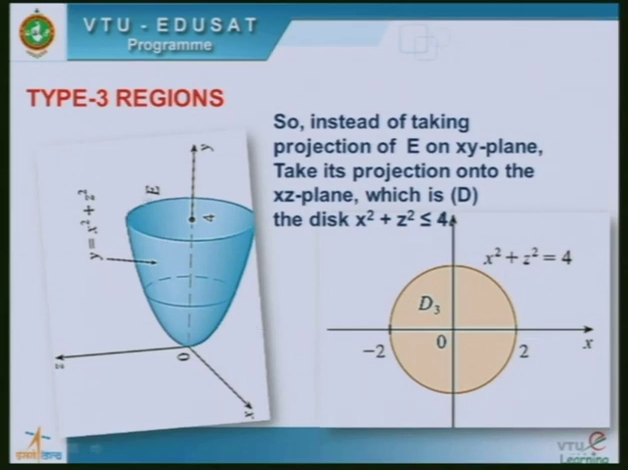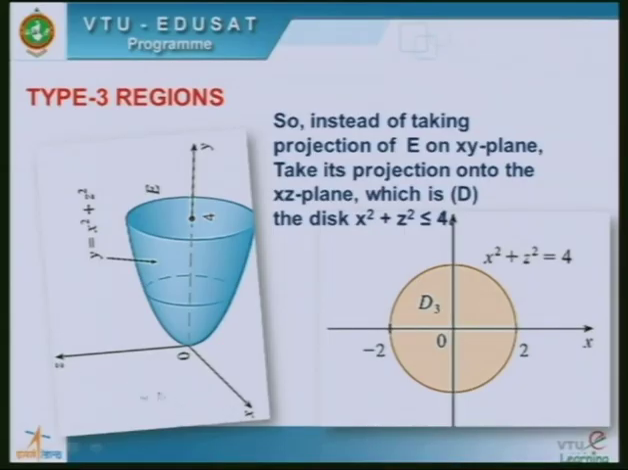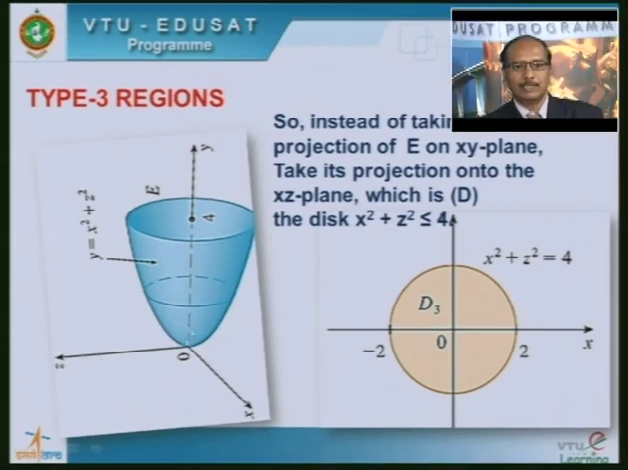Here I rotated the diagram. It is the same paraboloid y equals x square plus z square. I simply rotated the axes: this is the y axis, x is there, z is there. So instead of taking the projection on the xy plane, I take the projection of this figure on the xz plane. Looking from the top of the y axis, you get a circle on the xz plane. This is the projection of the same figure on the zx plane, a circular region.